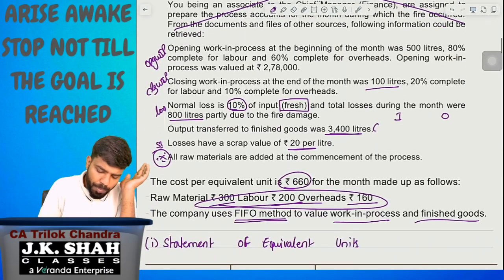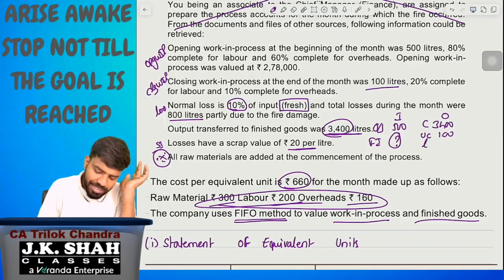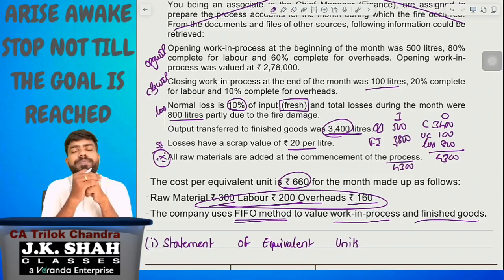When it comes to input, opening stock, how many liters? It is 500 liters, but fresh input is not given in the question. When it comes to output, closing stock 100. How many units completed? 3,400 units completed. Uncompleted is 100 liters. Loss is 800 liters. Put together comes to 4,300. Here also we will take 4,300. So the fresh input is 3,800. Have you understood this? 3,800 is the fresh input.